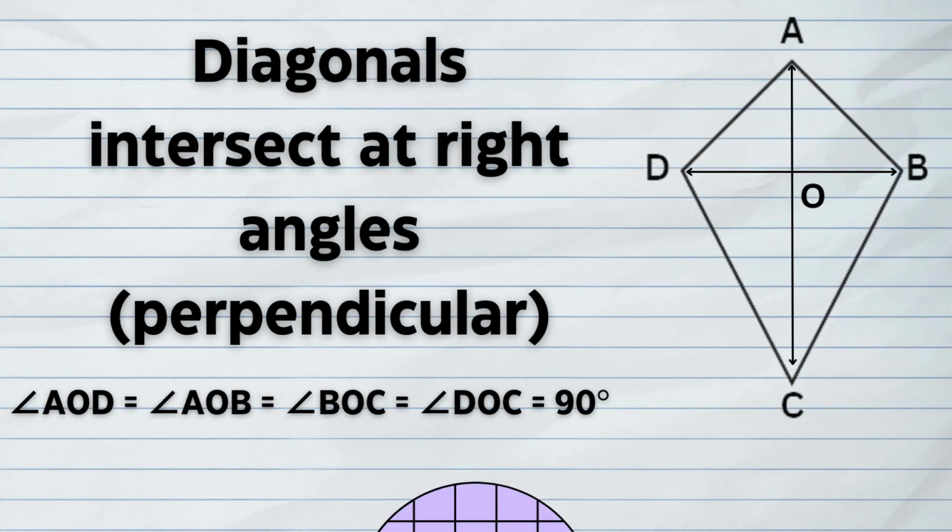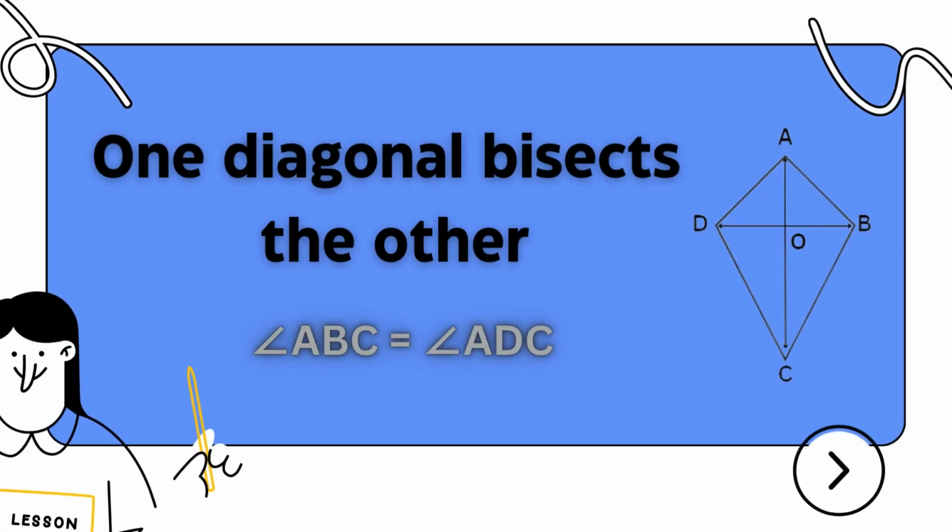Diagonals intersect at right angles, perpendicular. Angle AOD is equal to angle AOB, is equal to angle BOC, is equal to angle DOC, is equal to 90 degrees. One diagonal bisects the other. Angle ABC equals angle ADC.